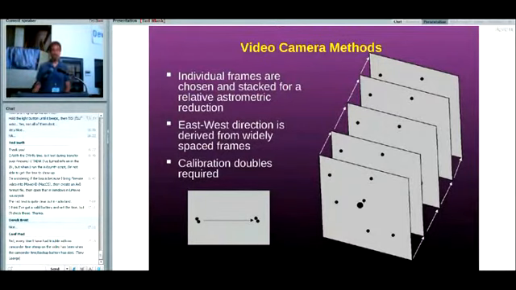You'd need calibration doubles to measure this. Without the calibration stars, you cannot derive a position angle, nor separation for your scaling. Next slide, please.